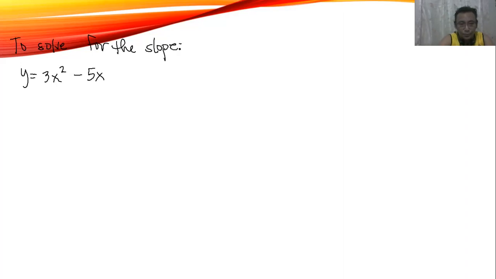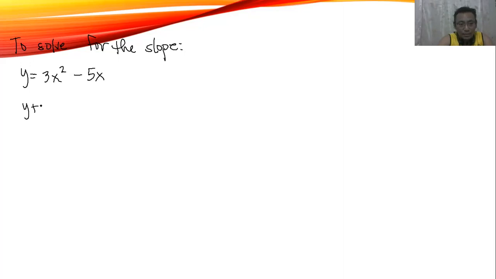Let's proceed for the solution. So first is the given curve equation, y is equal to 3x squared minus 5x. To solve for the slope, we have to solve for its derivative.